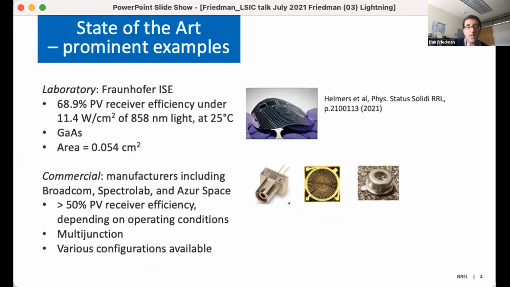This is not trying to be comprehensive, but just picking out prominent examples from both the laboratory and commercial products. So in the laboratory, the group at Fraunhofer Institute for Solar Energy recently demonstrated a PV receiver efficiency near 70%, absolutely amazing. And certainly, they're getting close to efficiency limits. Then on the commercial end of things, we've heard a lot about the great results from Spectra Labs.